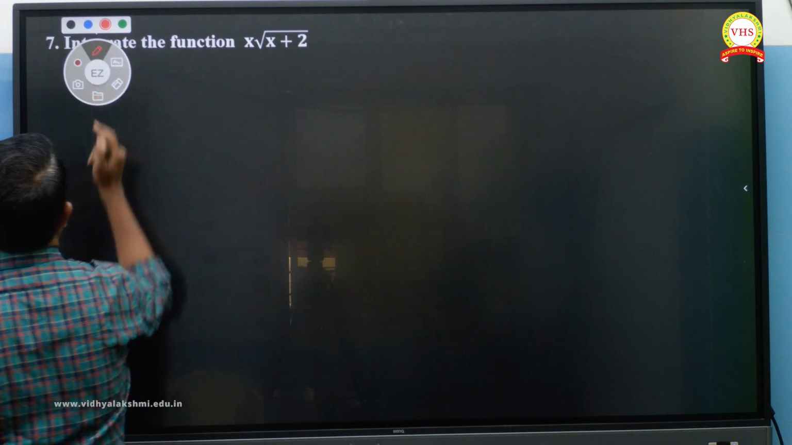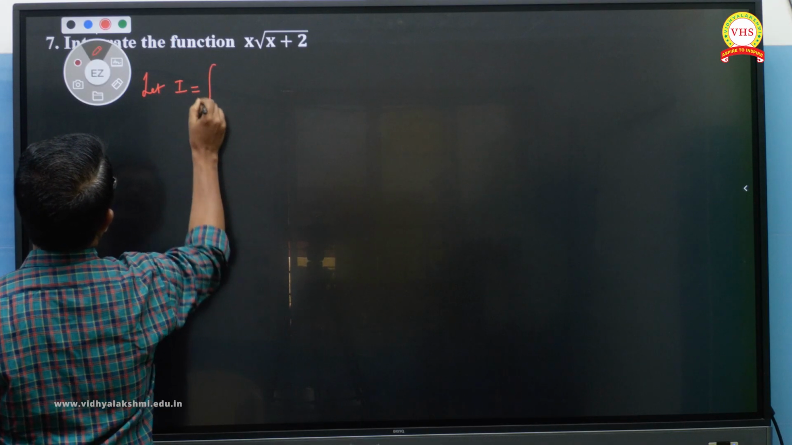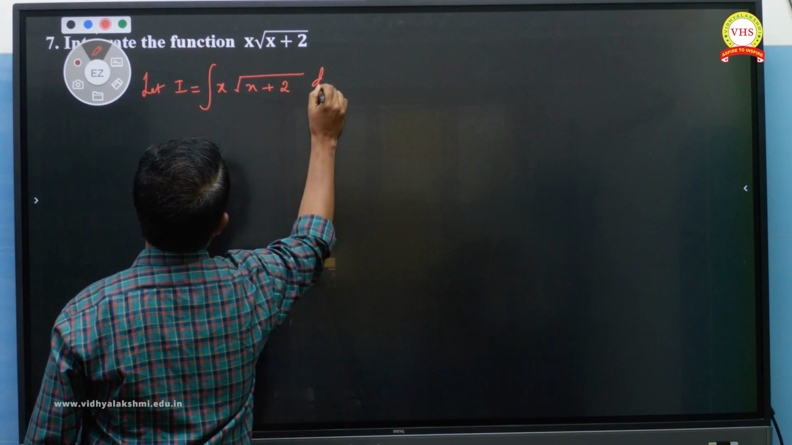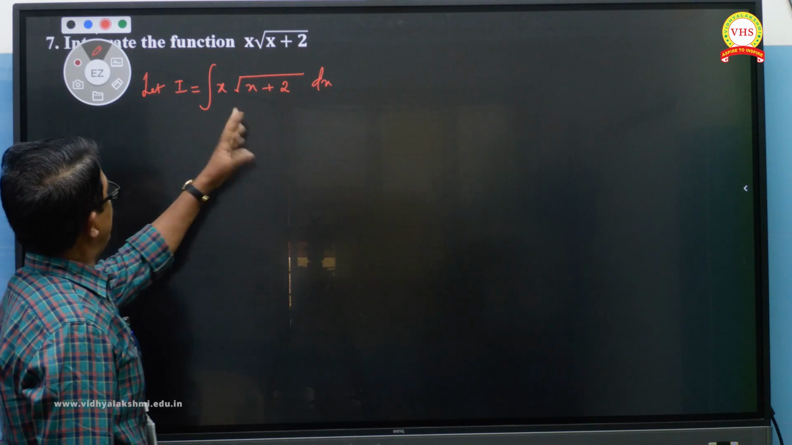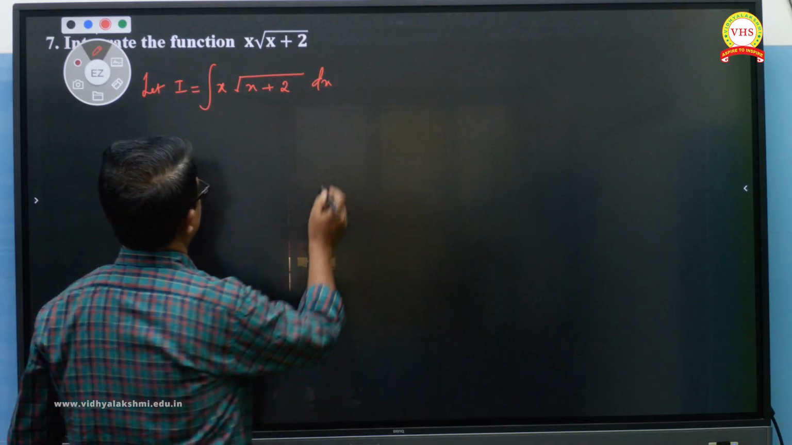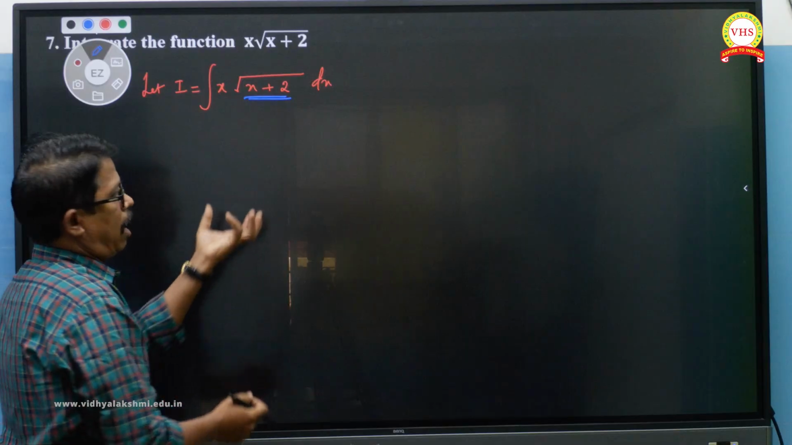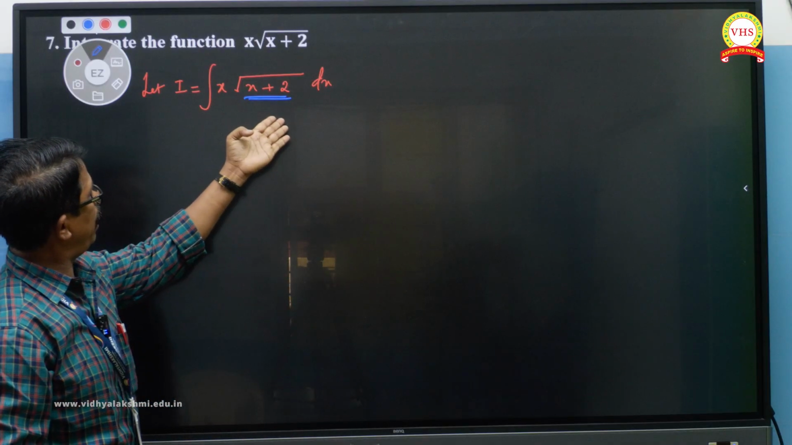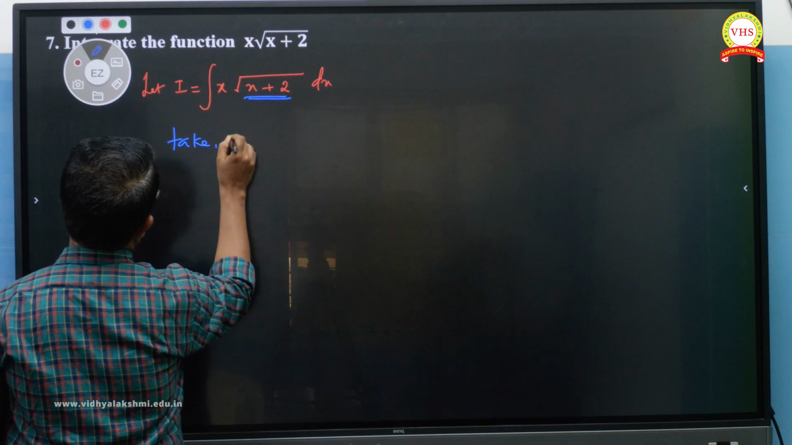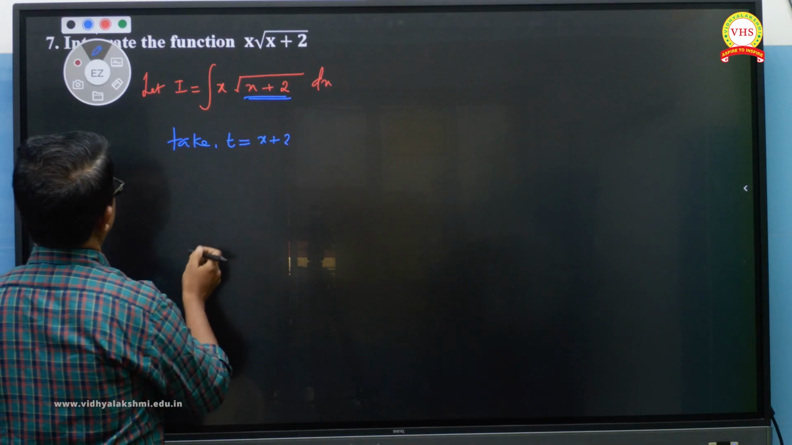What is that solution? Let I equal to the integral of x into square root of x plus 2 into dx. Yes, what I told you: when you are going by the substitution method, the idea is to take the third variable for what is within the square root, bracket or power. Here, within the square root, that is x plus 2, we take the alternate variable t as x plus 2.